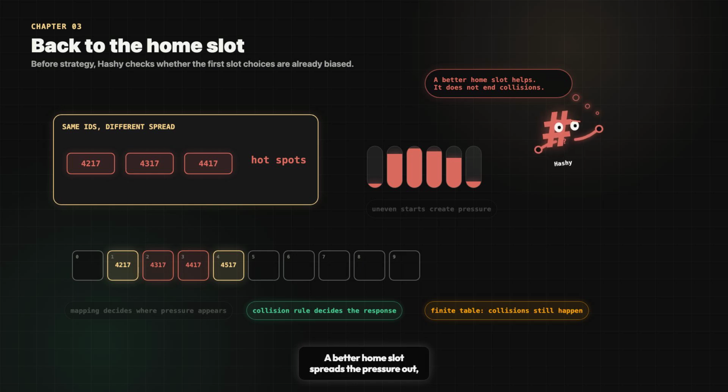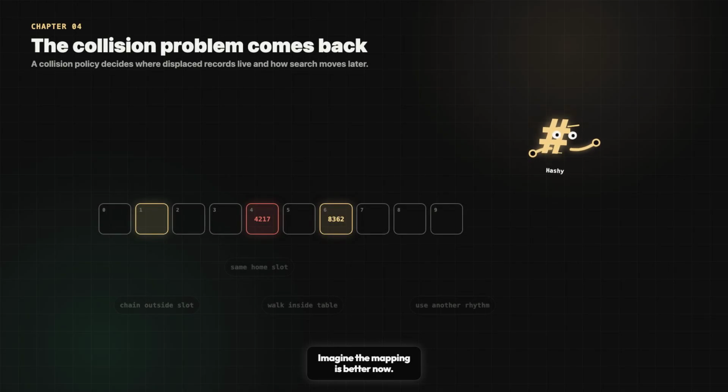A better home slot spreads the pressure out, but it does not remove collisions. The table is finite, and records keep arriving. So now Hashy can move from mapping to the collision decision itself. Imagine the mapping is better now. The table is no longer obviously broken. The keys spread out more evenly. Still, sooner or later, two records ask for the same home slot.